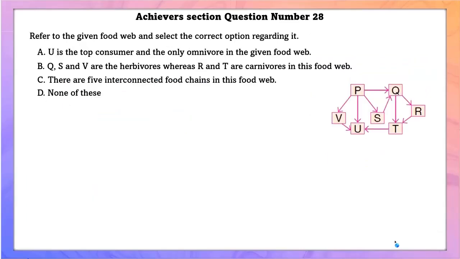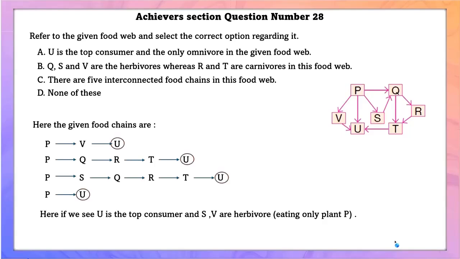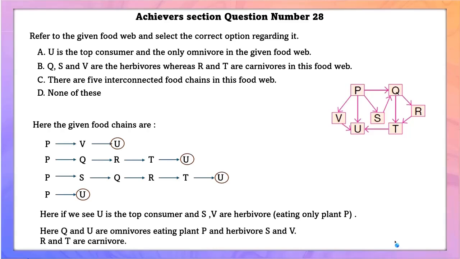Achiever section question number 28. Refer to the given food web and select the correct option regarding it. Here the given food chains are. Here if we see, U is the top consumer and S and V are herbivores, eating only plant P. Here Q and U are omnivores, eating plant P and herbivores S and V. R and T are carnivores. So the correct option is none of these because all the options are incorrect.